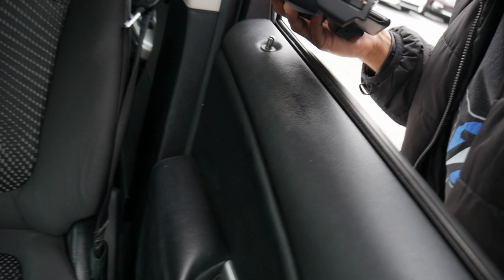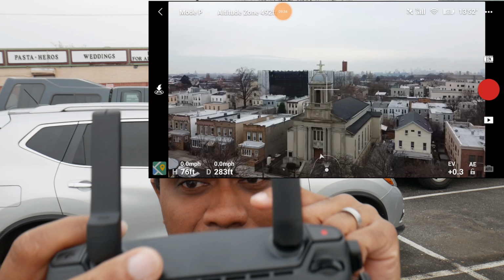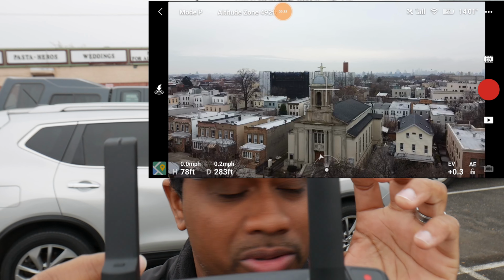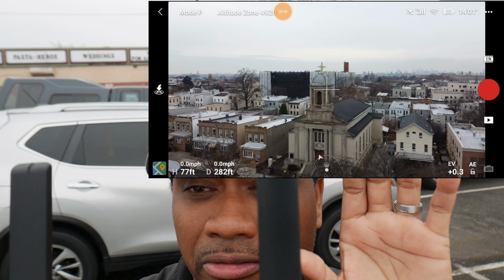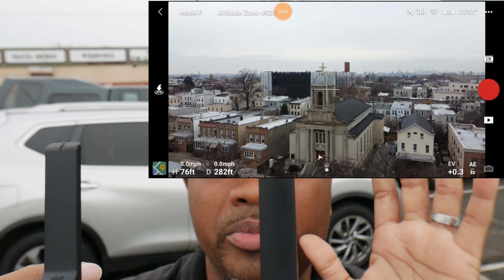Alright, I'm definitely gonna have to come outside for this shot, because it's just too much interference. Alright, so you see now where the arrows are pointed, where my controller's pointed. I'm pointed right at the drone, and it shows that my signal is being radiated straight towards the drone from these antennas. So I'm in the optimal position right now.